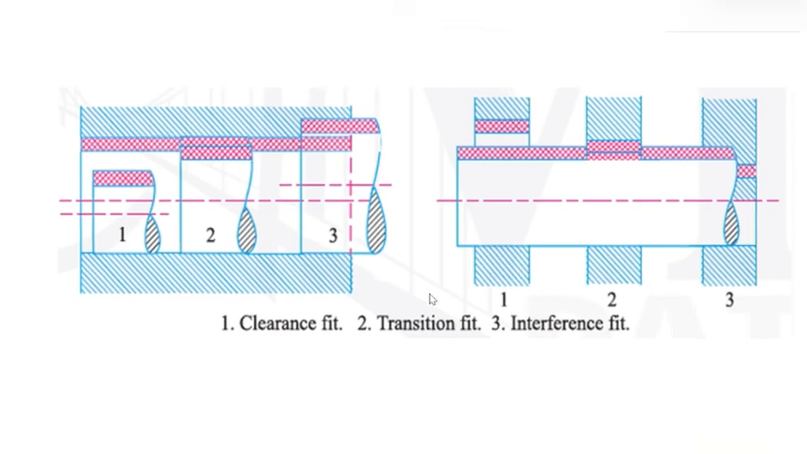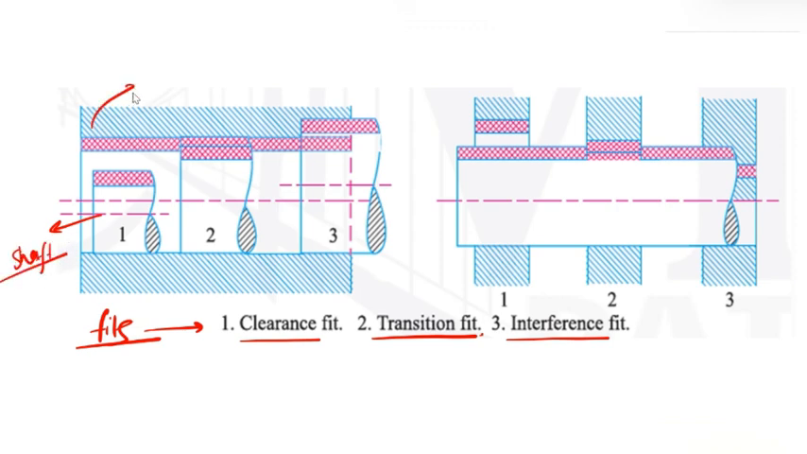Understand the types of fit which is possible in between the mating parts. There can be three types of fits possible depending upon the type of motion in between the shaft and hole. Number one is the clearance fit. Whenever there is a clear relative motion in between the shaft and hole, that fit is called the clearance fit.